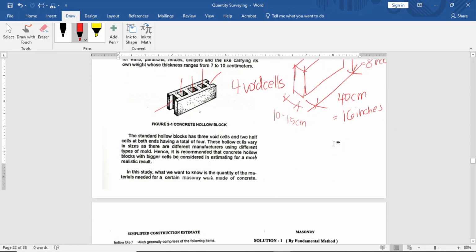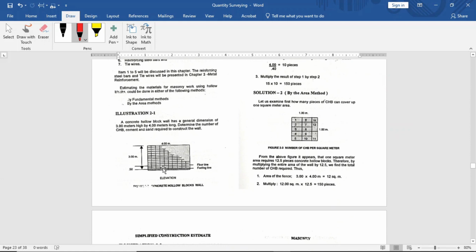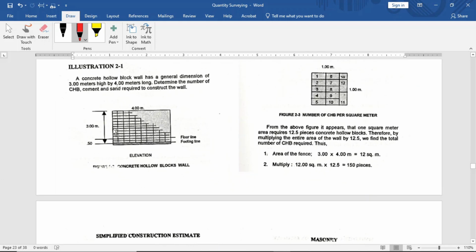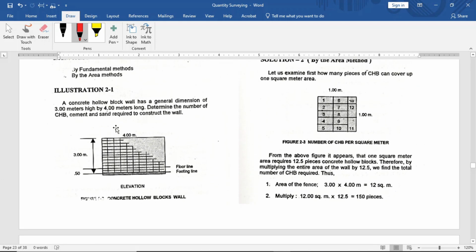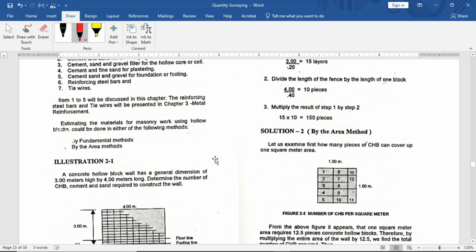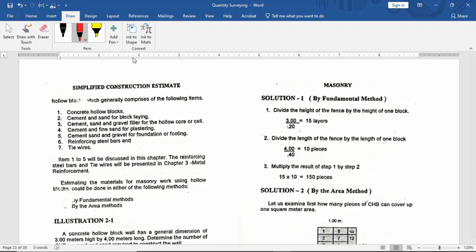So, balik tayo dun sa problem natin. Ito yung problem natin. A concrete hollow block wall, tapos yung 3 meters yung height ng wall, tapos 4 meters naman yung length. Yung may 0.5 dito, from the footing line to the floor line. So, let's compute sa fundamental method.